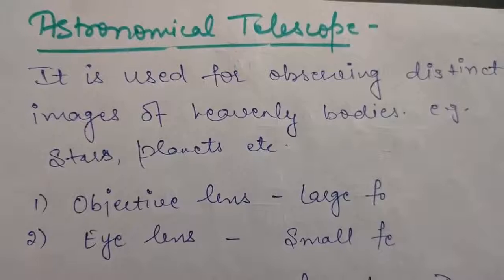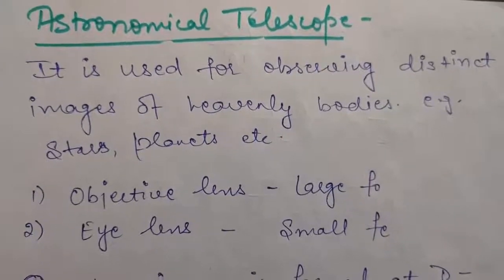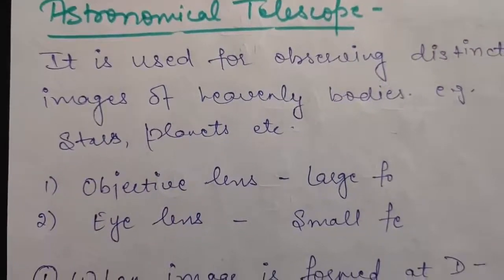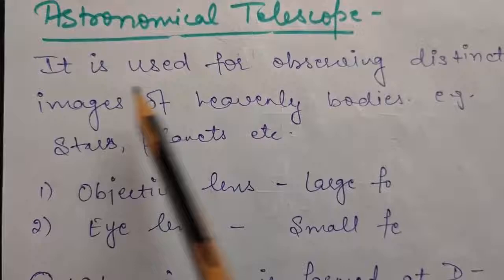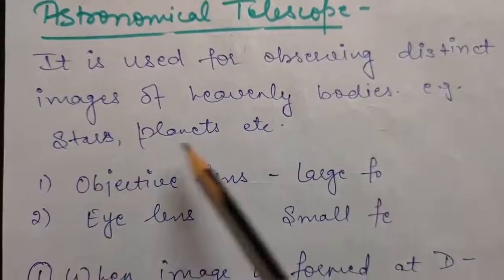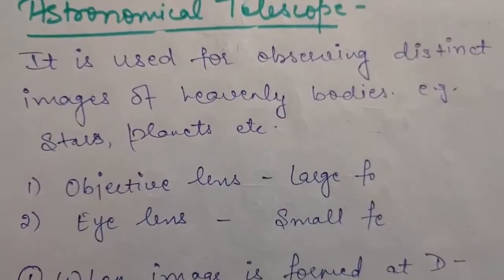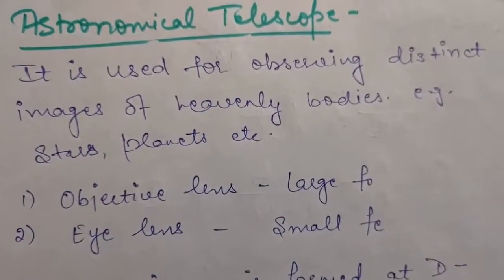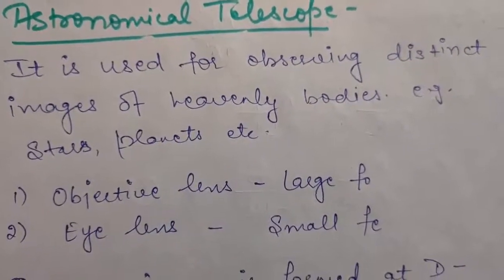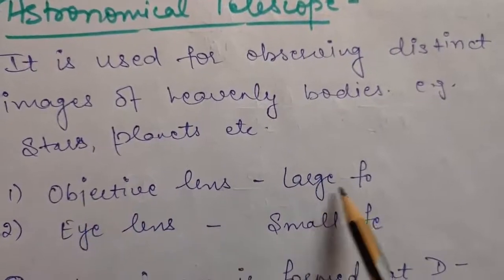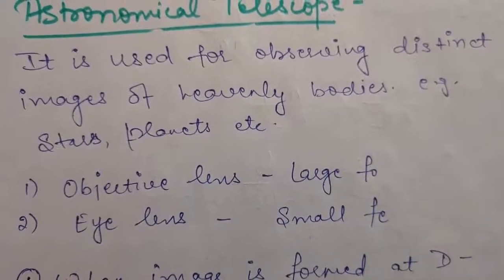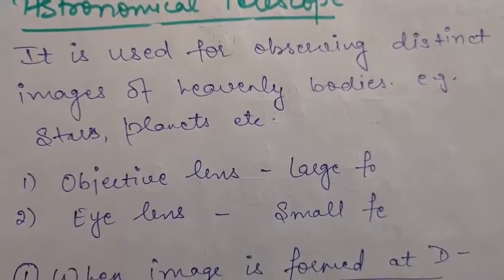Okay, so the next is the astronomical telescope. As all of you know, through a telescope, stars, planets, etc. are seen. So it is a device which is used for observing distinct images of heavenly bodies, for example stars, planets, etc. As in the compound microscope, in the telescope also we have two types of lenses, objective lens and eye lens. But the change here is that the objective lens is of large focal length and the eye lens is of small focal length.